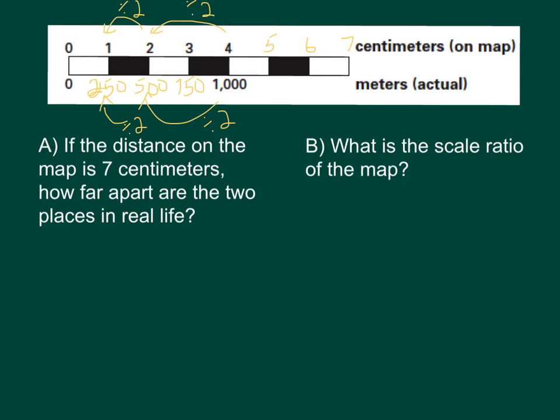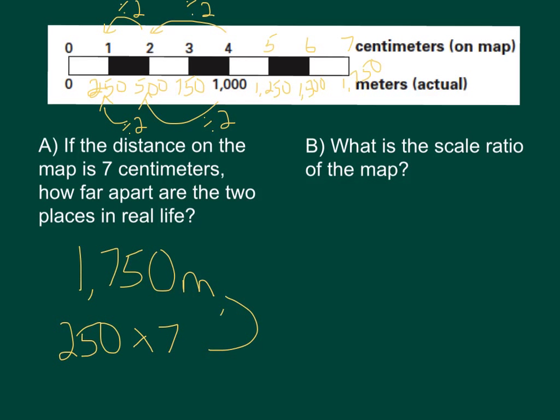So from this point, I could tackle this problem a couple different ways. I could just combine any columns that I know are going to get me to 7, or I can just start counting my way up. I see that for every 1 centimeter that I have on the map, it's really 250 meters in real life. So I can just keep adding on 250. So it would next be 1,250, then it would be 1,500, then it would be 1,750. So my answer is 1,750 meters. Or I even could have just done, now that I know the 1, 250 times 7, and it still would have given me this same answer.